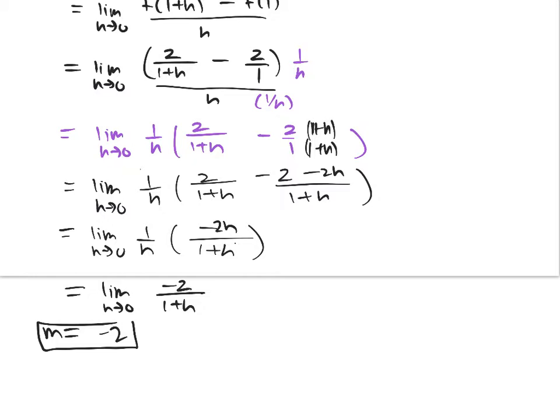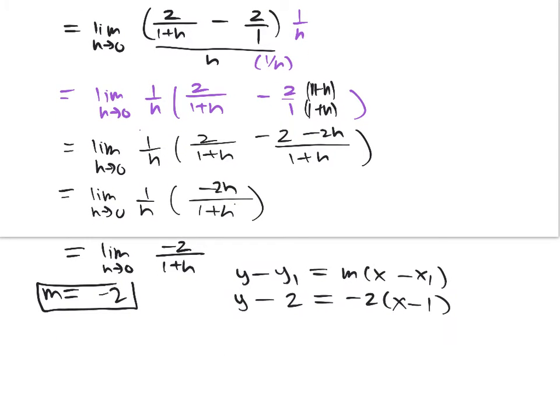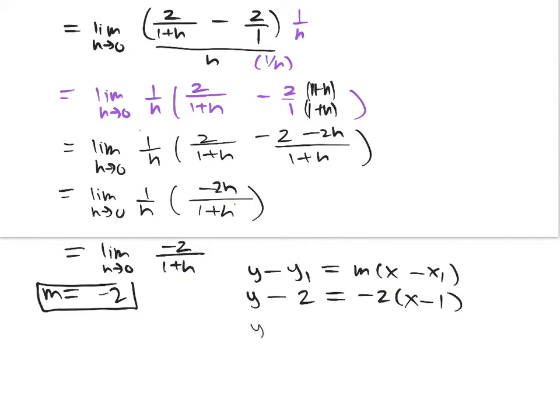The equation. So y minus y1 equals m times x minus x1. So that's y minus 2, right? Equals negative 2 times x minus 1. So y minus 2 equals negative 2x plus 2. I think that's y equals negative 2x plus 4. Do you guys agree?